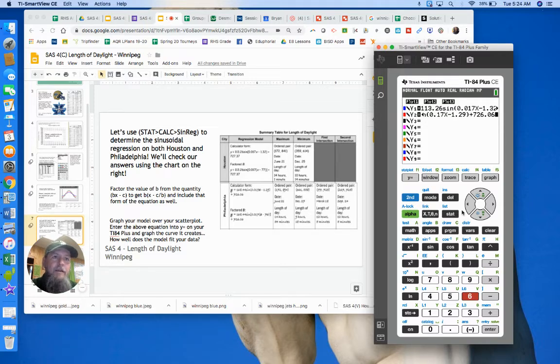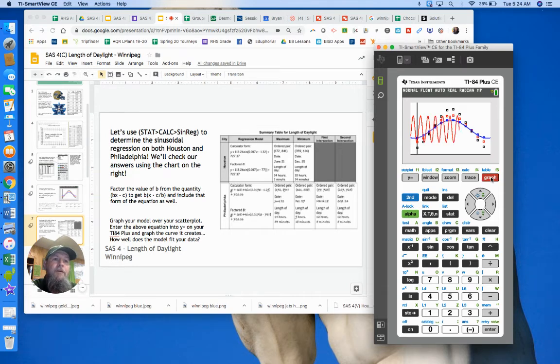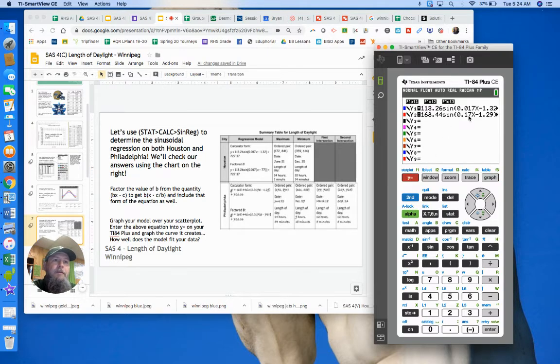Yes, I did. Okay. So now when I graph it, I've done something wrong. Let's go back, and I bet I made a mistake on the y equals function. And I think I did. Watch. Looks like I did everything right.